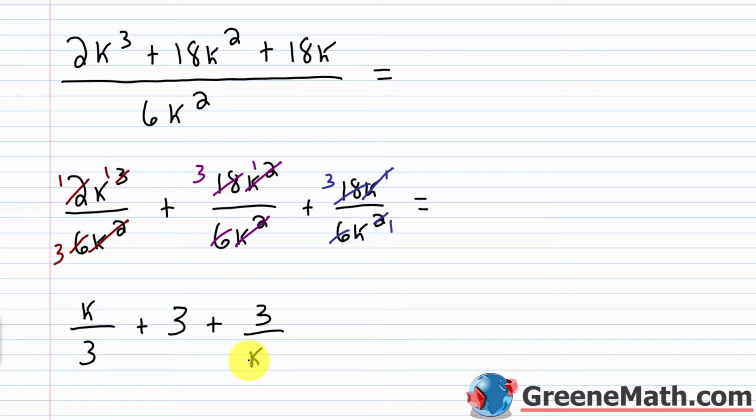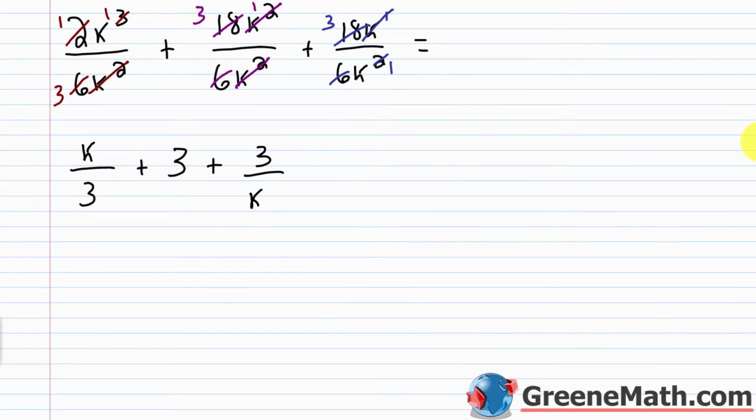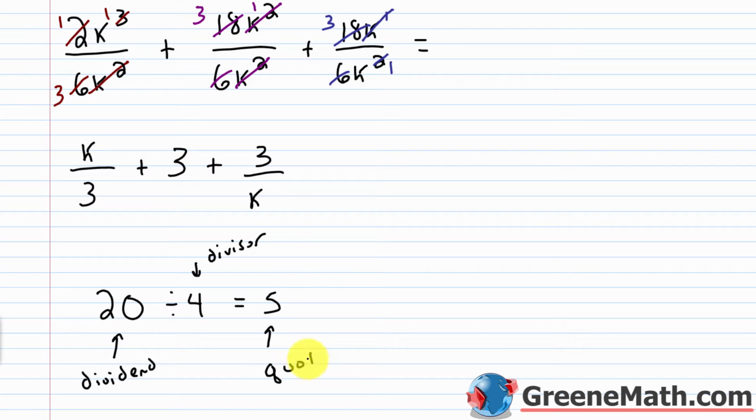Now, I want you to remember something else from pre-algebra. Let me scroll down and get a little room going for this. Let's say that I had something like 20 divided by 4, and we all know this is 5. So this is my dividend. This is my divisor. And then this is my quotient. So how can I check the result? Remember, I can go backwards. I can take the quotient and multiply it by the divisor, and I should get my dividend back.